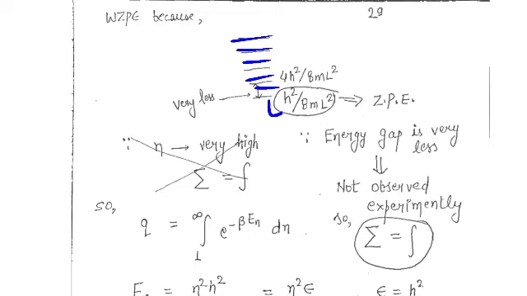So that's why what is written here is: energy gap is very less, not observed experimentally. So the summation will now equal integration. So summation is now equal to integration.